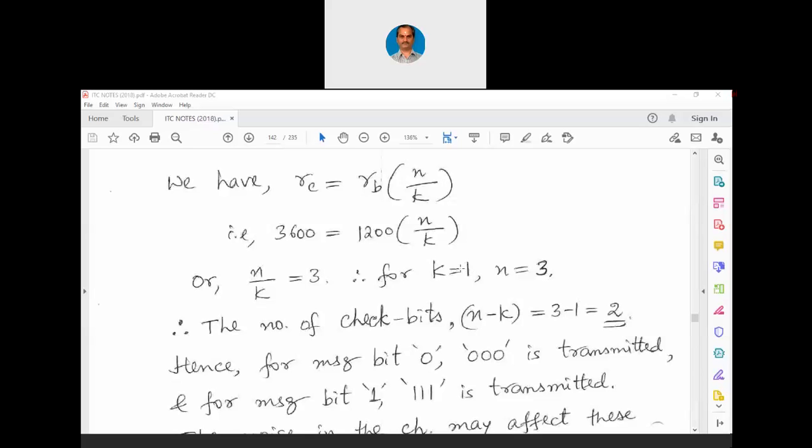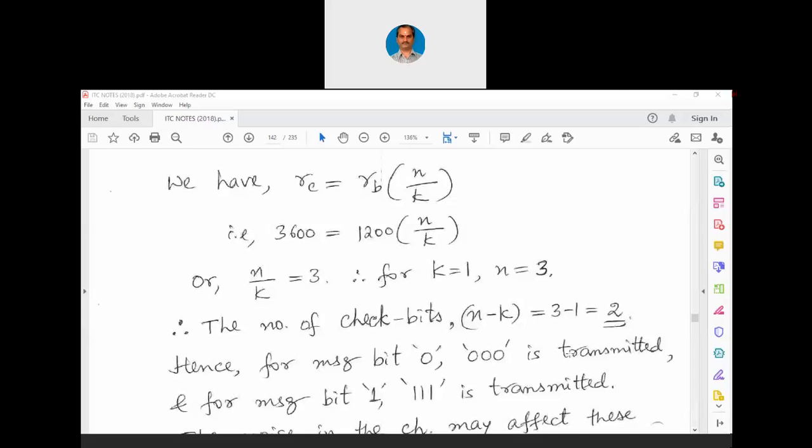So safely we can add additional 2 bits. So the number of check bits, N minus K, is 3 minus 1 equals 2. If a message bit 0 is transmitted, then 000 needs to be sent out of the channel encoder. Similarly, if a message bit 1 is transmitted, 111 has to be sent out of the channel encoder. We are replicating the same bit twice. The other 2 bits that are added are actually check bits.